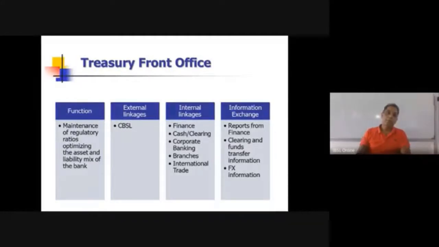In order to make that P&L and to manage the bank's liquidity, it has to interact with various people and deal with different products. So foreign exchange, interest rates, liquidity management, all that. And for that, it has linkages with different external parties, internal parties, and there is certain information that needs to be provided to each of those for each of those areas within Treasury to function from a front office perspective. Any questions?